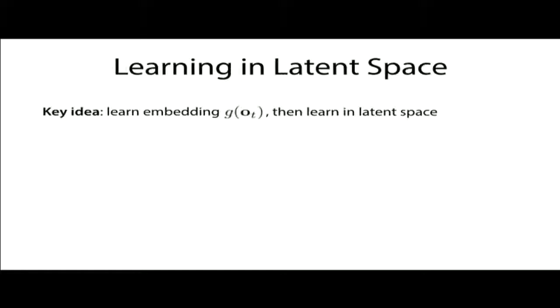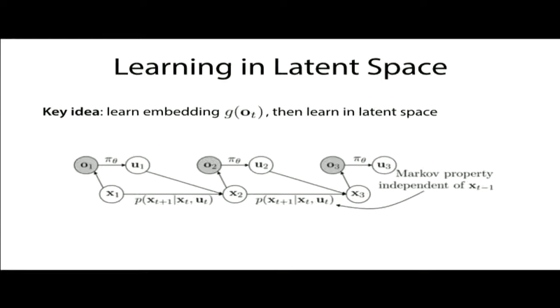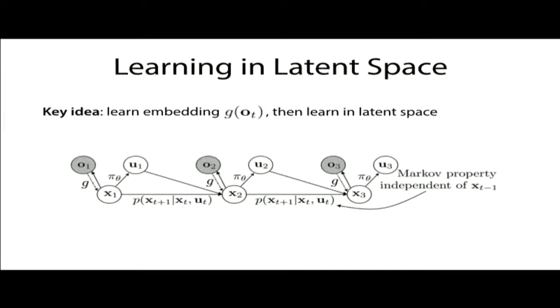OK, so first I'm going to be talking about models in latent space. The key idea here is to learn an embedding that maps from your observation to your latent space, and then run reinforcement learning in your latent space. So let's take a look at this graphical model again. Instead of learning a policy that maps directly from your observations to your actions, as in the model-free way of doing things, we're going to learn this function g that tries to infer the latent state from the observation, and then learn a policy on top of that inferred latent state to take the actions, like in this graphical model.